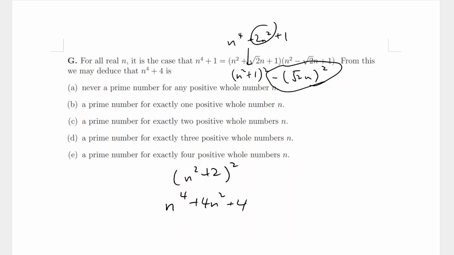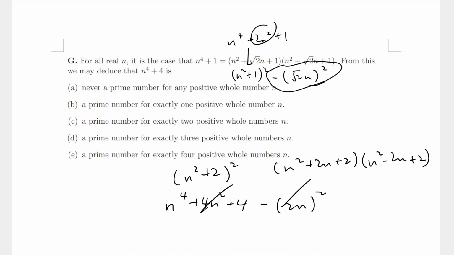So now behind I need to compensate with brackets 2n all squared, to cancel the middle term. So this factorizes into n squared plus 2n plus 2 and n squared minus 2n plus 2, sorry. Factorizes like that.